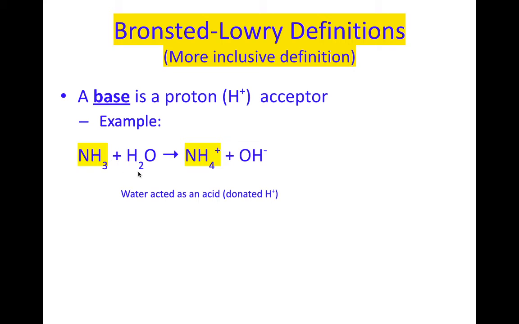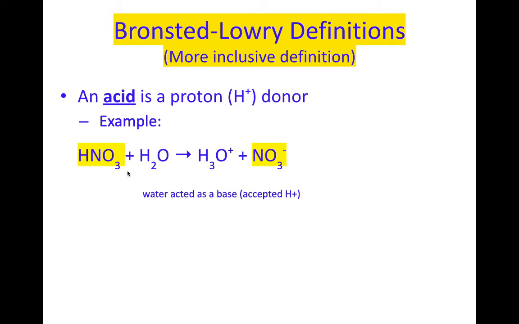So if we go back to this one, this was our base. The water here, the H2O, was our base. How do I know that? Well, after the reaction, it is now H3O+. How did it become H3O+? It accepted a hydrogen ion. So the water acted as a base. It accepted a hydrogen ion and became H3O+, and so this is our conjugate acid.